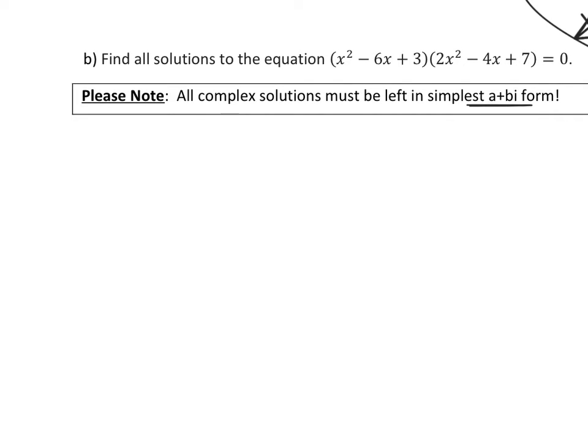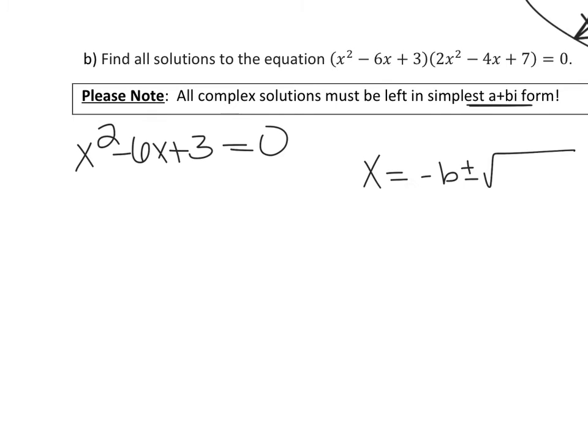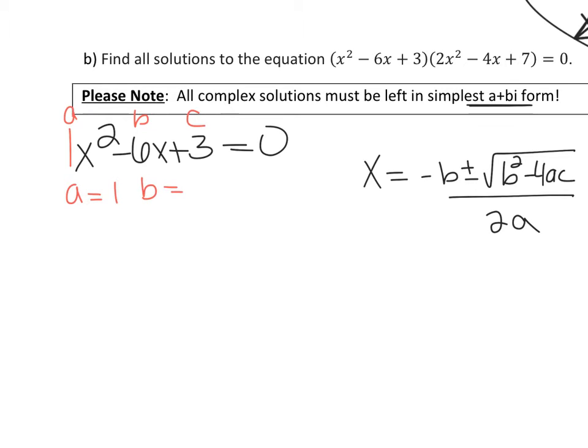Also note that you want it in simple a plus bi form, so we will talk about that in a second. I'm just going to write the equation on the side here, all over 2a. Okay, so first off, you need to know what a, b, and c are. In this case, a is 1, b is negative 6, and c is 3. It's always the number. So a is 1, b is negative 6, c is 3. It is not with the x. It's just the number in front, okay?